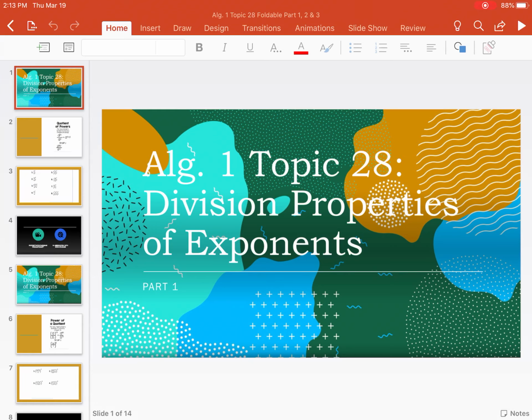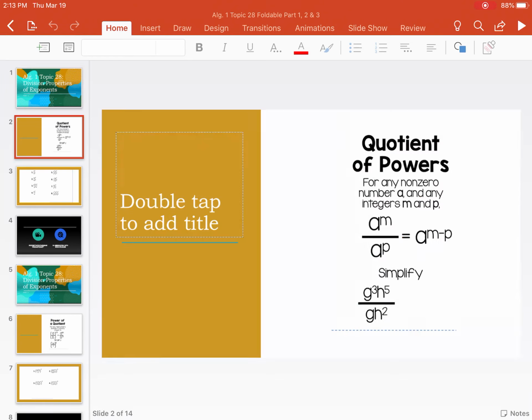Welcome to Algebra 1, Topic 28, Division Properties of Exponents. Now this topic is going to be split up into 3 parts, because there are a lot of different parts of division. So we're going to first start off with Quotient of Powers.